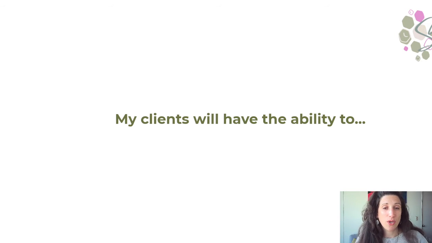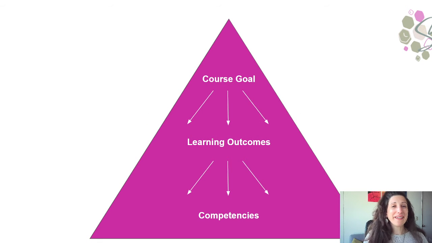So when we do that, when we move into our next step here, here is a triangle. I like to explain it as a triangle. I usually use my hands. But what this helps us to do is, when we've got this really specific course goal at the top, we can then start to do our course curriculum where we break this down into our learning outcomes. And then we break that down into our competencies. All of them being that you can say my clients will have the ability to. So this is the course goal here.